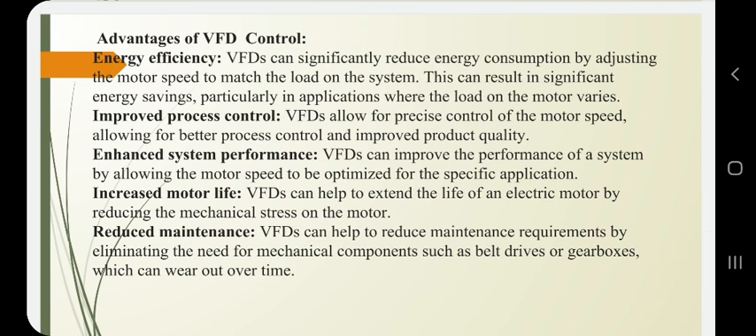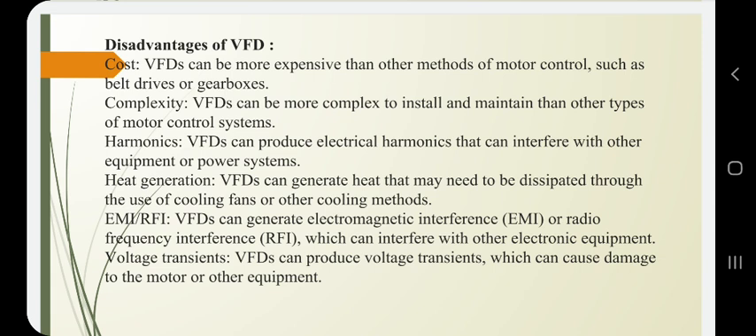Then next slide, advantages of VFD control. Energy efficiency. VFD reduces energy consumption, so efficiency is very good. It increases the motor life and reduces maintenance work. It reduces maintenance, and is also used to improve process control.